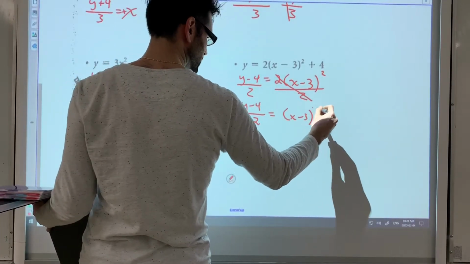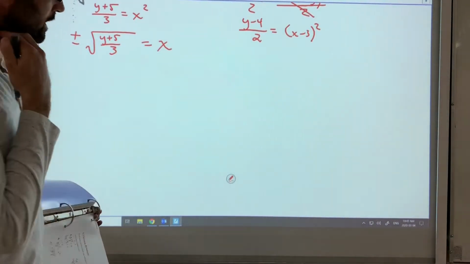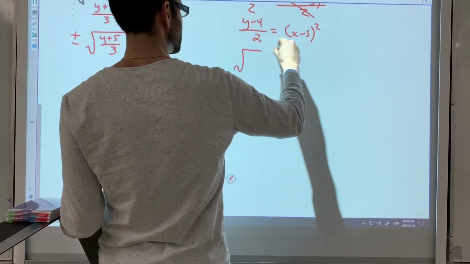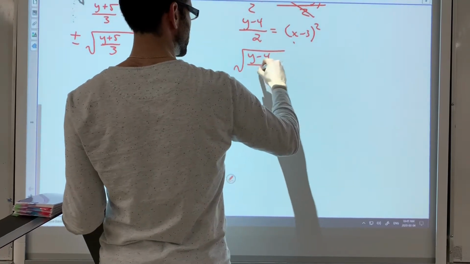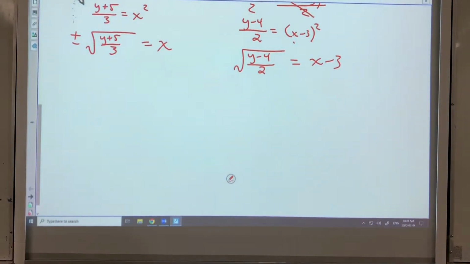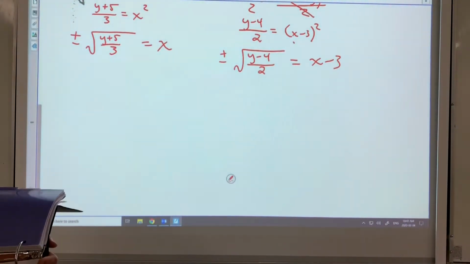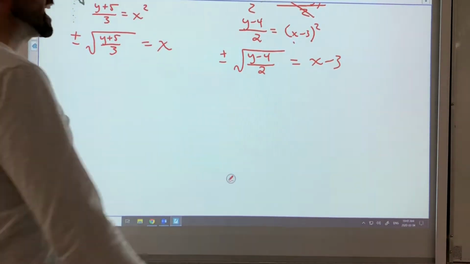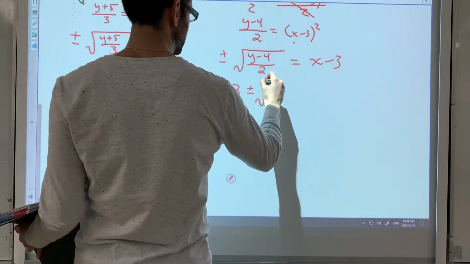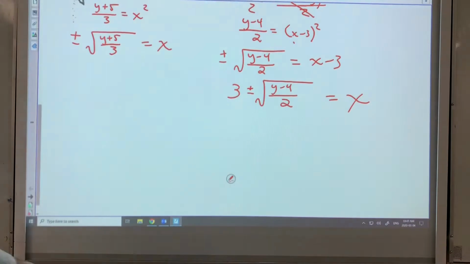x minus 3 squared. Now you would have seen stuff like this maybe when you were completing the square in grade 11, right? Like, you can just square root this, it's a binomial, so square root both sides, and you're going to get y minus 4 divided by 2 equals the binomial. We don't need brackets anymore, right? Don't forget you can always write the plus or minus there. It's generally a good idea in grade 12. So now you're just going to add 3 to both sides. So the best way to write it would be 3 plus or minus this square root, and that equals x. Done.